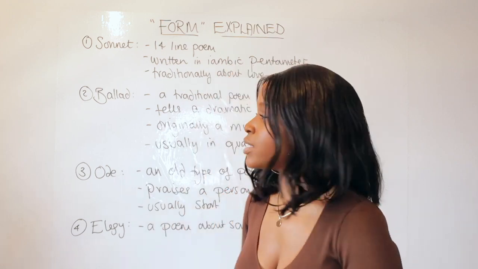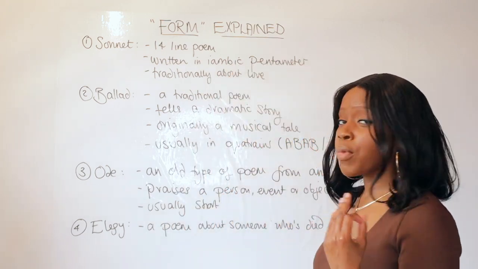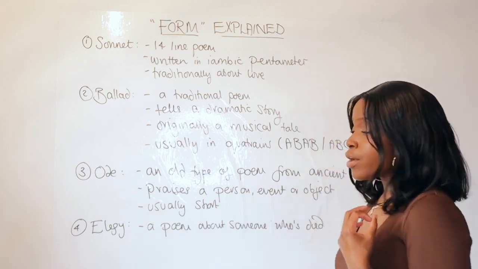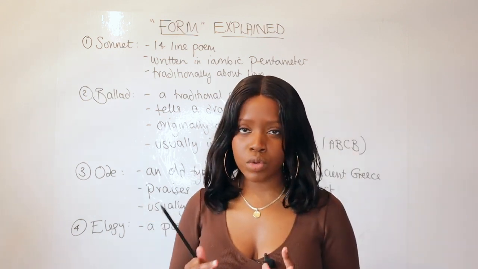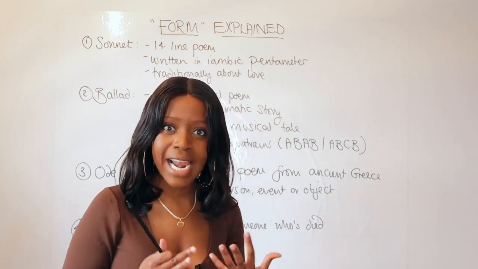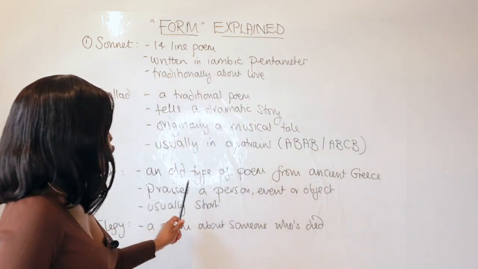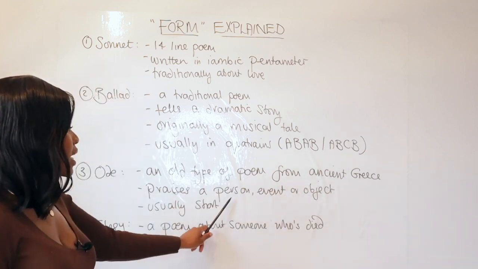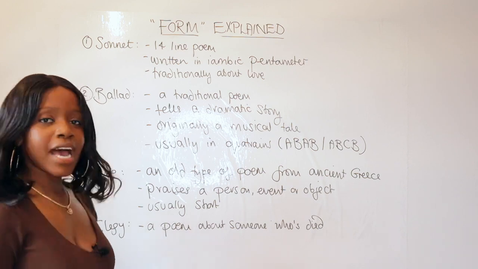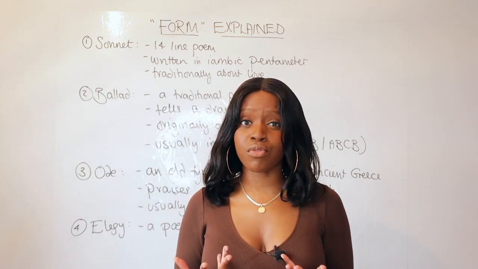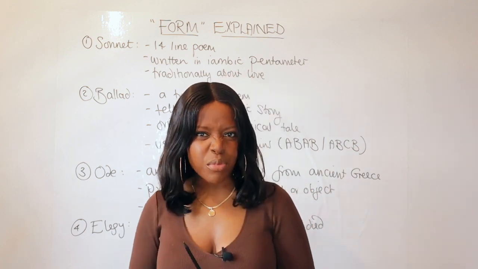So that's a ballad. Now, the next popular type of form is what we call an ode. Now, an ode is actually a very old style of poetry that originated in ancient Greece, okay? So in classic civilization. So an ode came from ancient Greece and it basically is a poem that praises a person, event or object, and it's usually fairly brief, okay? So an ode tends to be a poem that's praising a person, but it's actually quite brief.